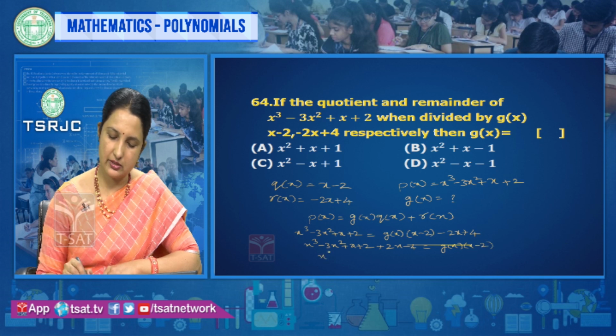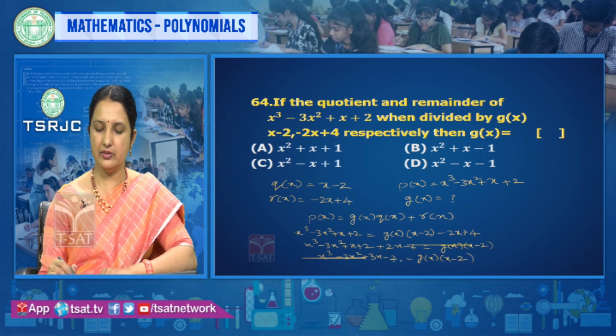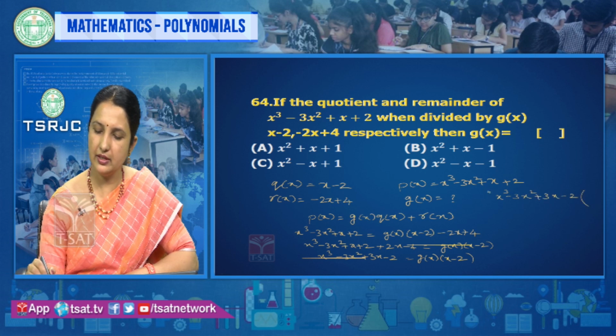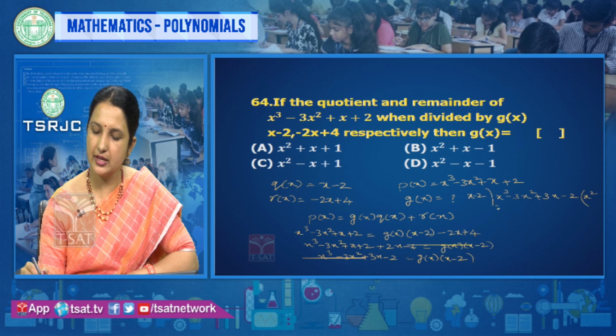Then what will you get? X cube minus 3x square plus 3x minus 2, that equals g of x into x minus 2. So, to get the g of x value, we have to divide x cube minus 3x square plus 3x minus 2 by x minus 2. X into x square becomes x cube, so multiply this with x square. X square into x is x cube, plus into minus, minus 2 into x square is 2x square.